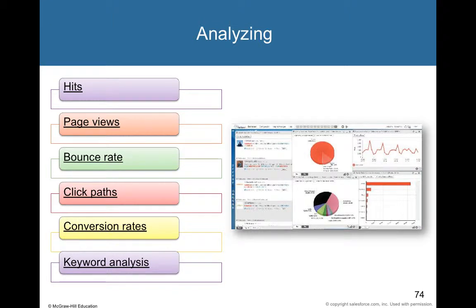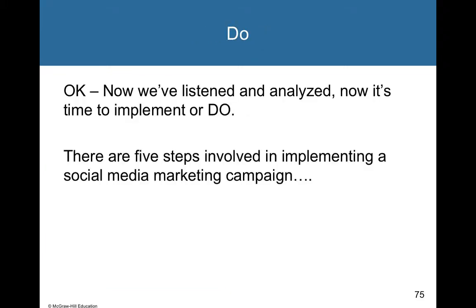Okay, so here are all of our aspects of this analysis. We have our hits, page views, our bounce rates, click paths, conversion rates, and our keyword analysis.